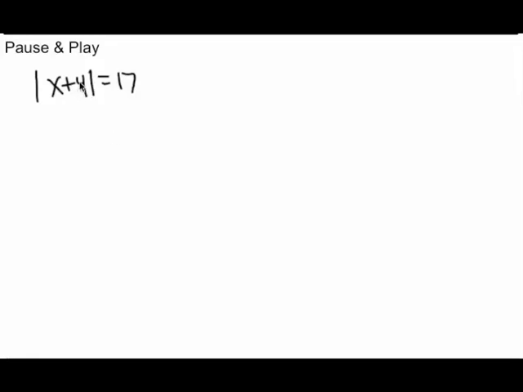All right, let's try some pause and play examples. So first one, solve this absolute value equation. Absolute value of x plus 4 equals 17. So pause.